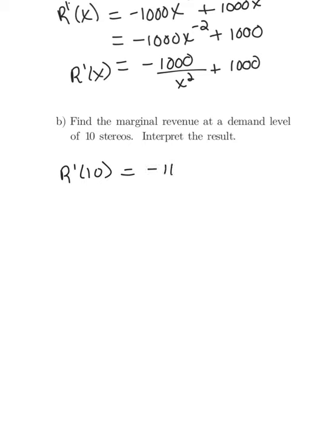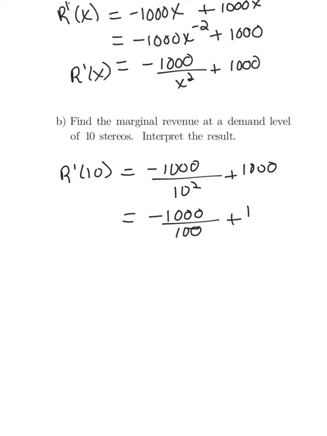Putting 10 in, we will have negative 1,000 over 10 squared plus 1,000. So we will get negative 1,000 over 100 plus 1,000. Well, that gives us negative 10 plus 1,000, which equals 990. Now, this is revenue, so this is dollars. That's the answer to the first question. The marginal revenue is $990.